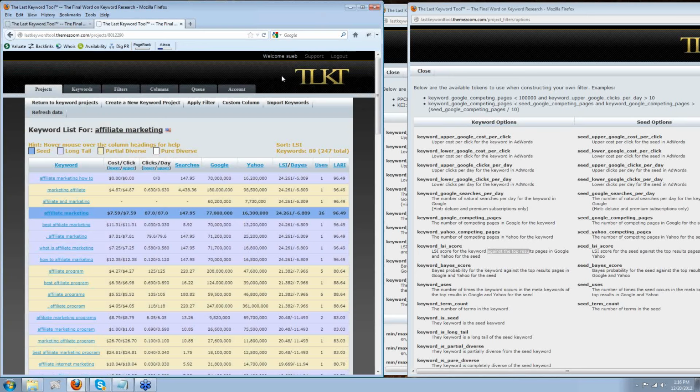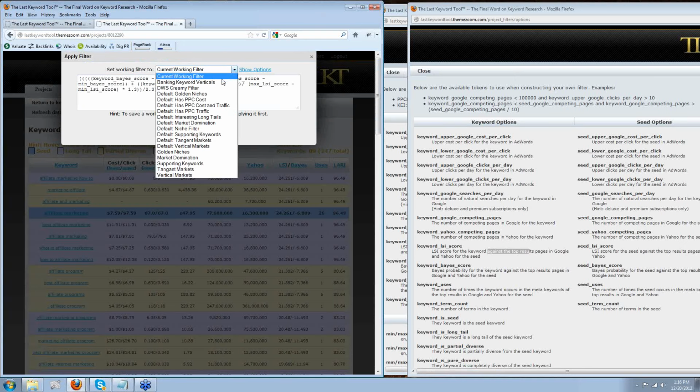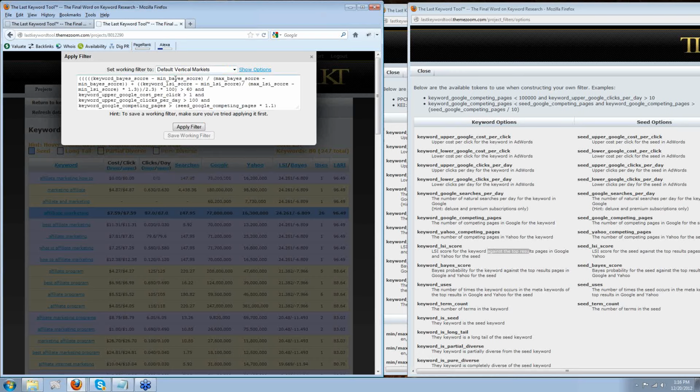What filter should we use to help choose silo headers? Yes, that actually came up in the help desk, I think. So let's look at filters for a second. Let me just see what we've got here in the default that we can take. Supporting keywords, tangent, vertical markets. Let's look at that one.